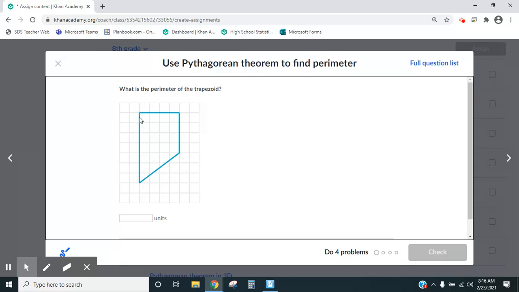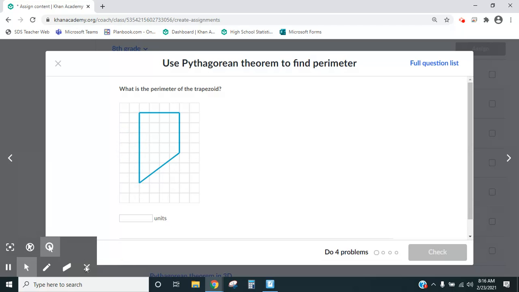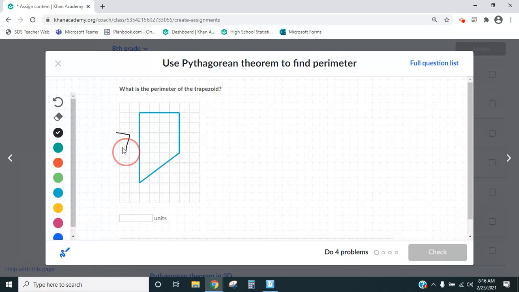Well, let's count, right? 1, 2, 3, 4, 5, 6, 7. Don't want that. That's 7. Some 4. What's that? Well, how long is this side? We don't know. Here's what we can do. We can make ourselves a little triangle there.